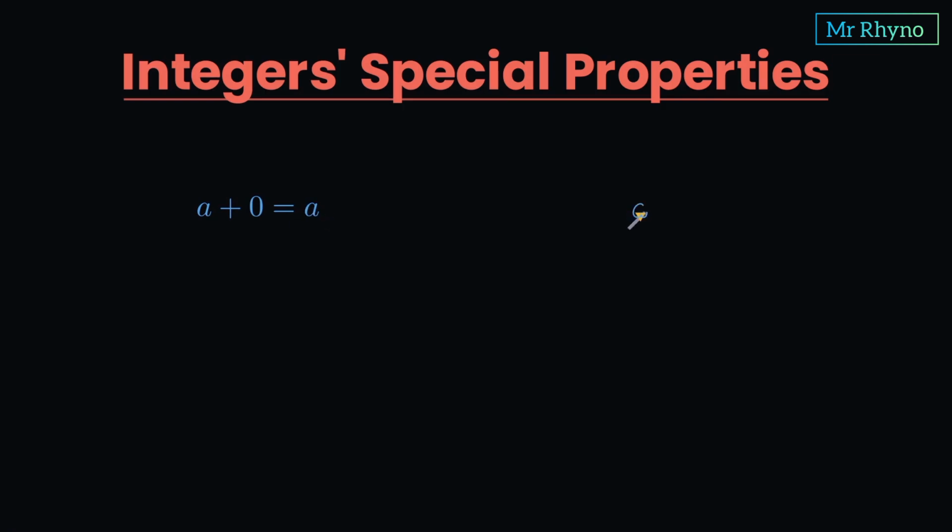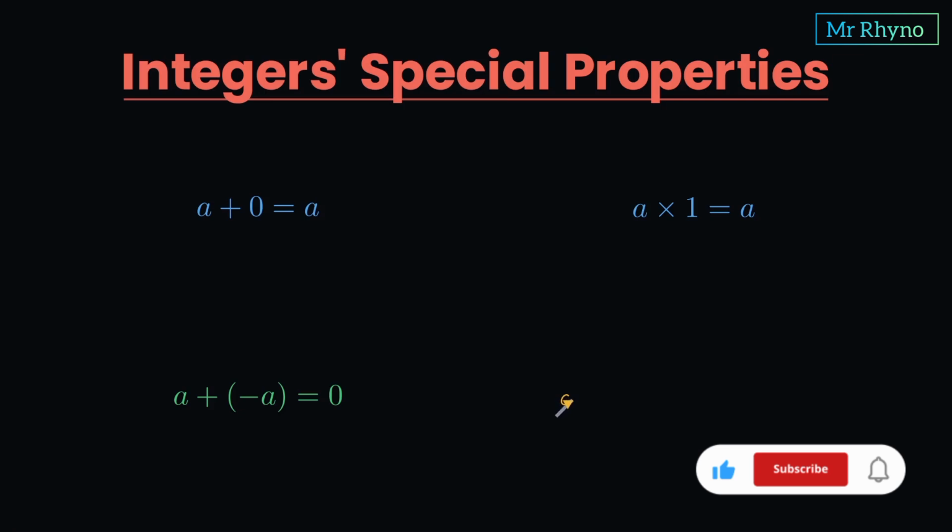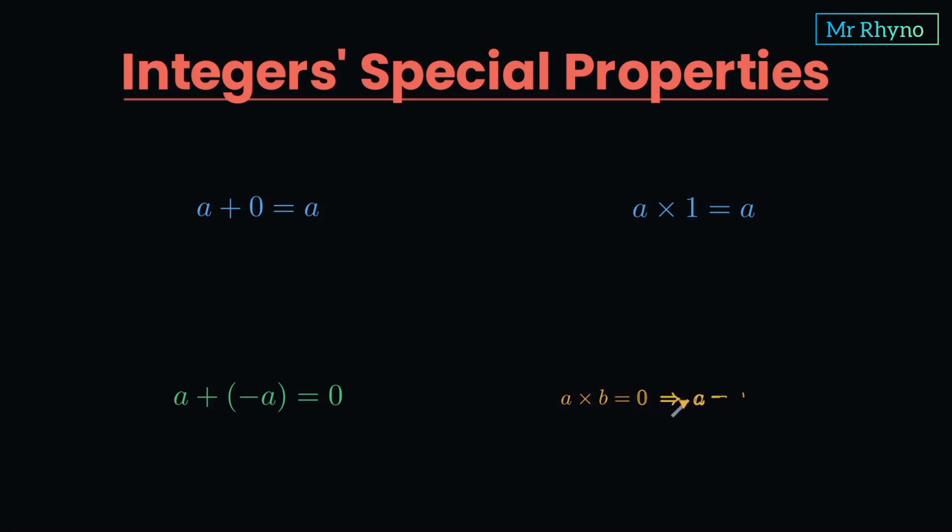The additive identity. Adding 0 never changes a number. The multiplicative identity. Multiplying by 1 never changes a number. The additive inverse. Every integer has an opposite that cancels it out to 0. And the zero product property. If two integers multiply to 0, one of them has to be 0.